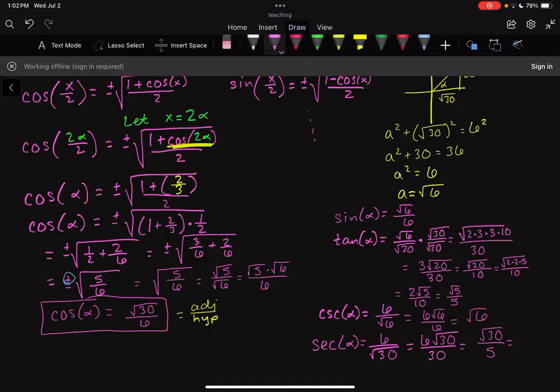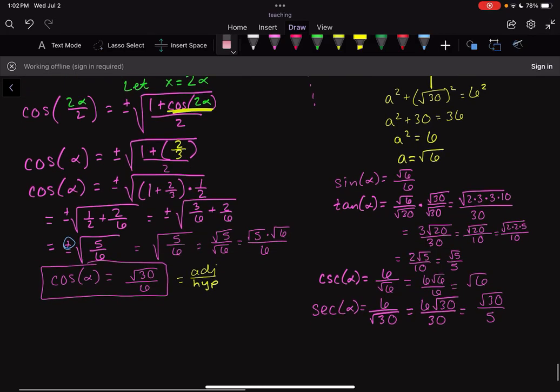Can root 30 simplify at all? I gotta think. No. So that's going to be fully simplified, because it would be 3 times 10, and 10 is 2 and 5, so I don't have any pairs. That's always what I'm looking for.